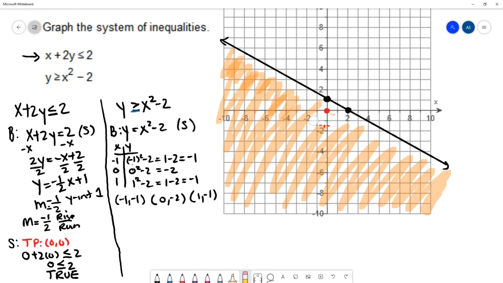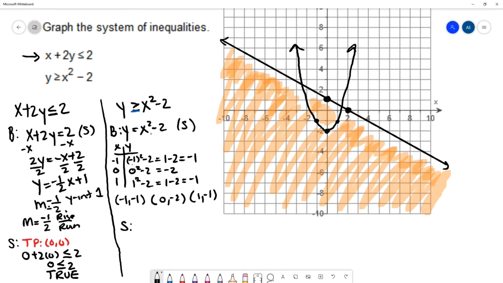So let me erase this test point here because it's in the way. And we're going to plot (-1, -1), (0, -2), and (1, -1), and draw that with a solid line as well. And I'm just going to put that shading back that I erased a second ago. And now we need to find the shading for the second line.